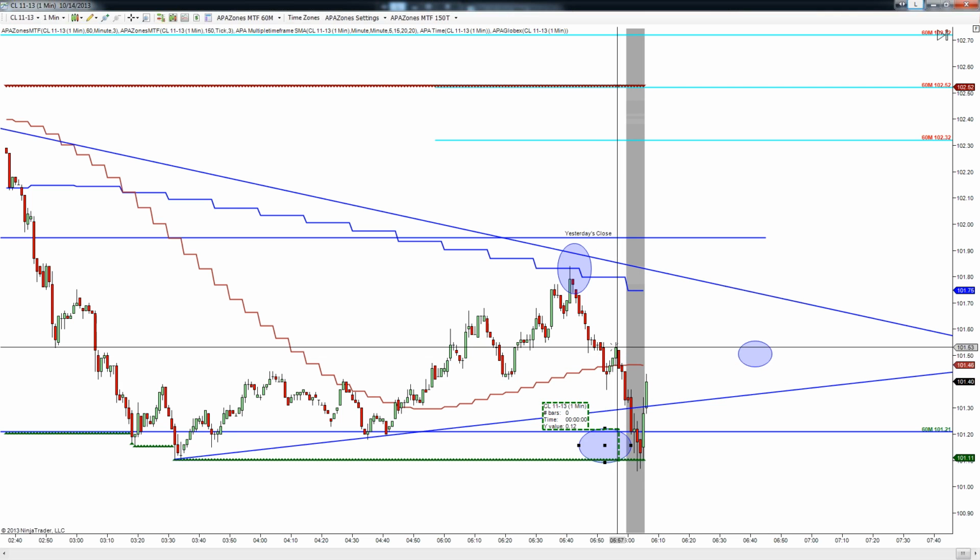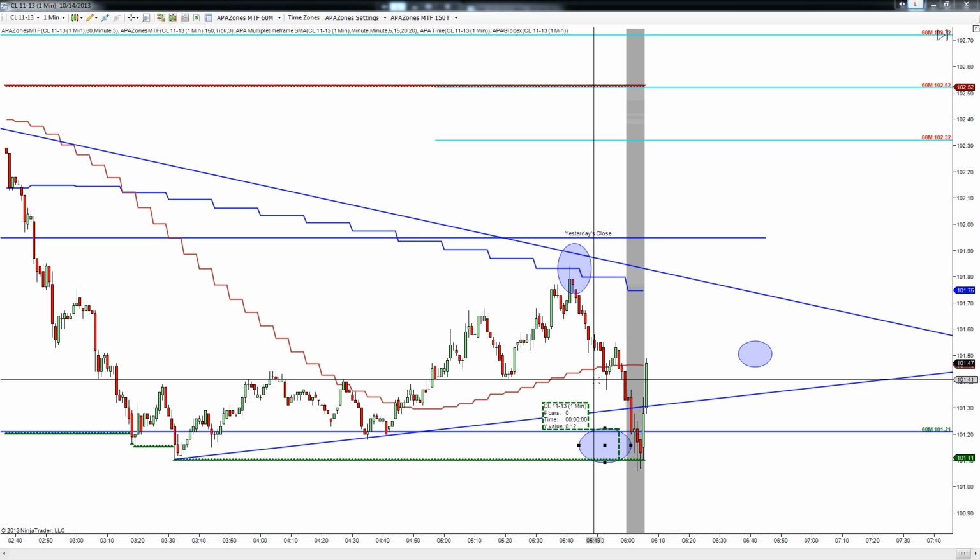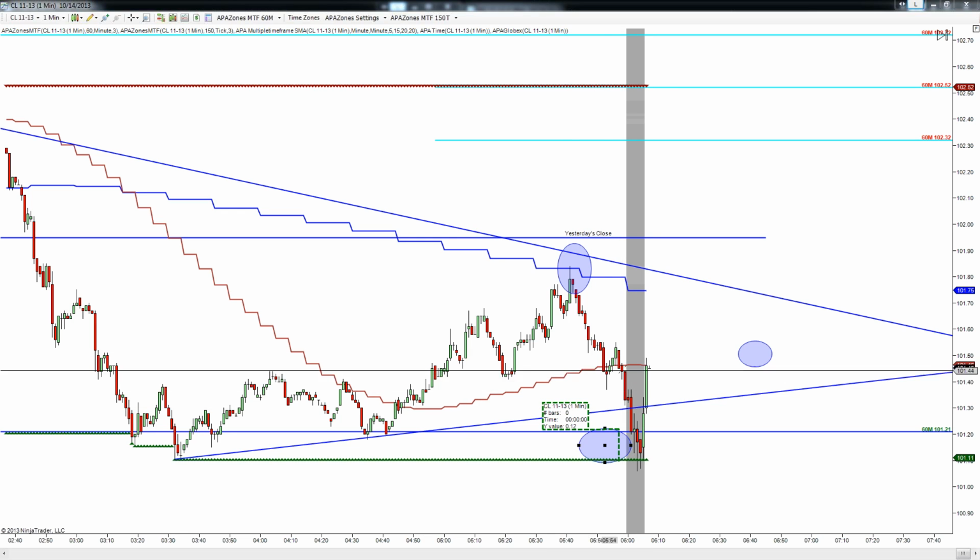But I think it could be reversing right here though too. So it's definitely going to find some support right there of some sort, plus you have the moving average here.